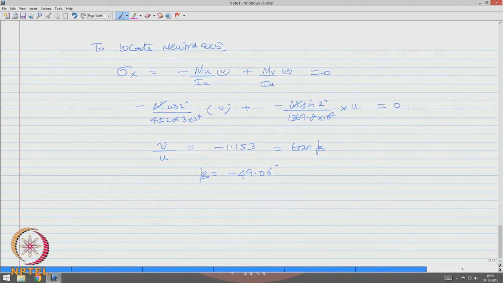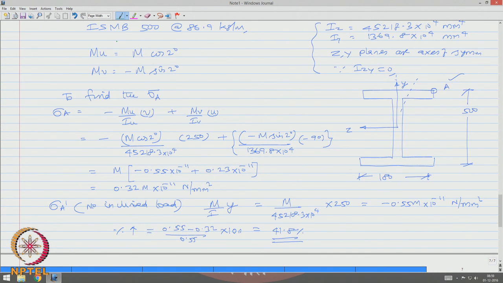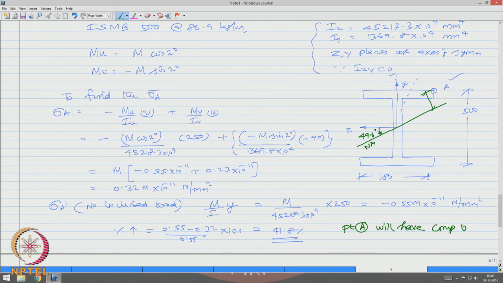So, locating back in the figure, we can mark the neutral axis at an angle 49.06 degrees. So, for the given load, point A is above the neutral axis. So, this will cause compression. So, point A will experience compressive stresses.